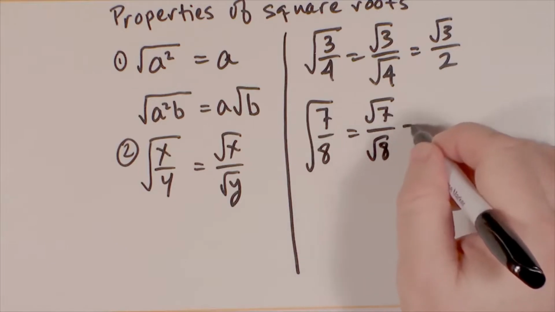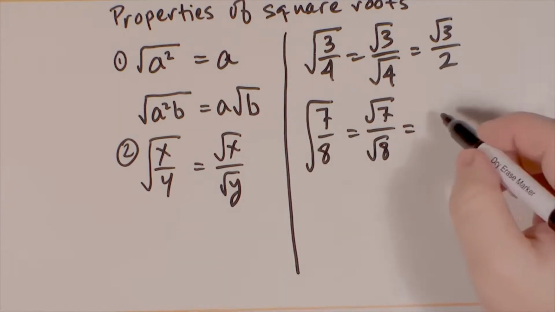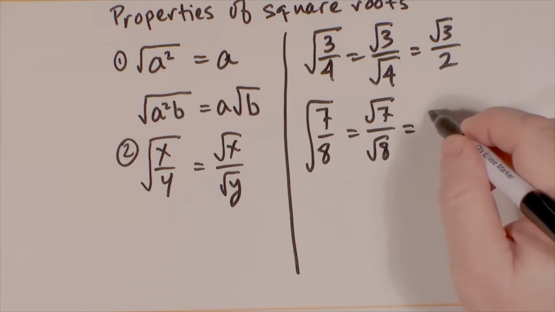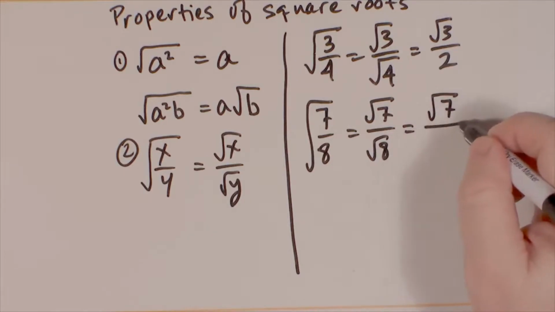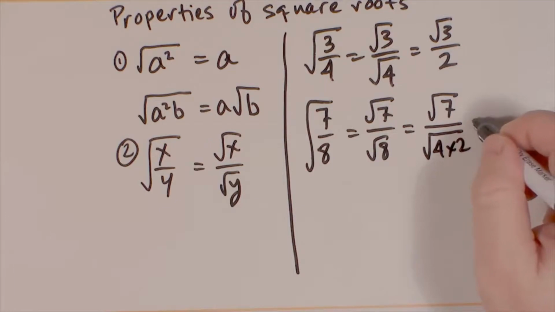Square root of 7/8 is the square root of 7 divided by the square root of 8. 7 is prime, so that stays as square root 7. And it's divided by the square root of 8, which is the square root of 2 cubed, which really is just 2 root 2 in the end.